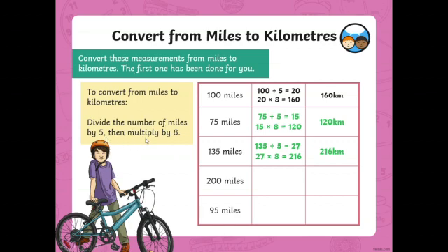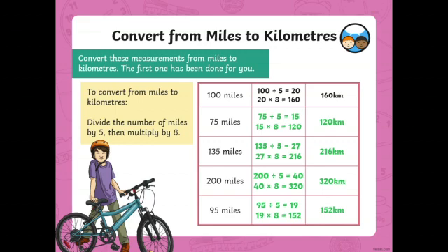200 divided by 5 is 40. 40 times 8 is 320. And finally, 95 divided by 5 is 19. 19 times 8 is 152.